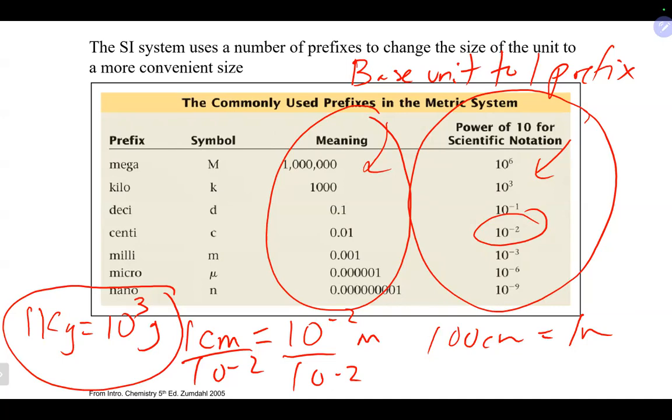And you do need to kind of know those. So again, kilo, centi, milli, I would say maybe nano will come across a lot, but definitely you should have, at least probably in here, known. Any questions on that?